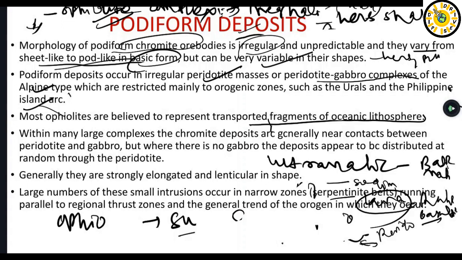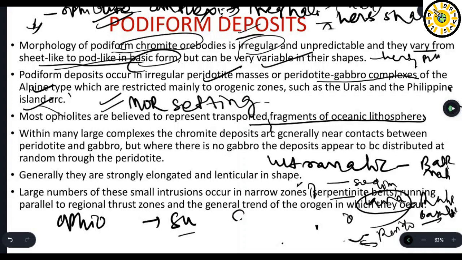Okay? So all the podiform deposits are associated with the ophiolite complexes. That means it is normally found in the oceanic lithosphere or oceanic setting. That's why I always say it is associated with the mid-oceanic ridge setting. Within many large complexes, the chromite deposit is normally in contact between the peridotite and gabbro. As I said, peridotite is normally found in the basal part, and above you will get gabbro complexes. So in between, in the transition zone, you will normally find the podiform chromite deposit. We will see ahead.